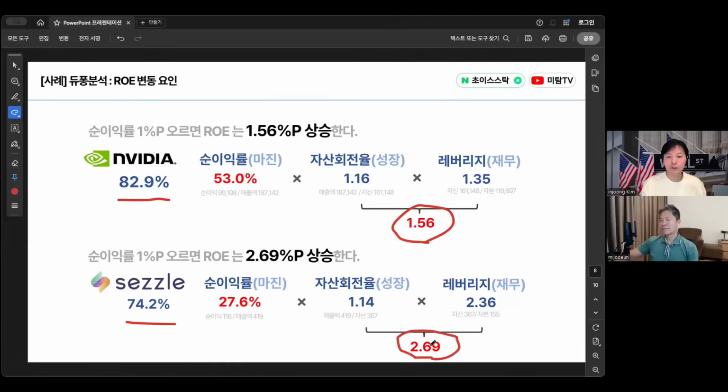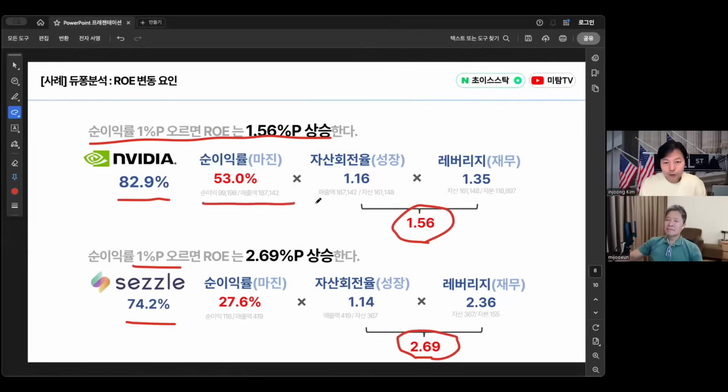The reason I wrote this down for you is because for Nvidia, if the net profit margin increases by 1 percentage point, since 1.56 is multiplied here, the return on equity goes up by 1.56 percentage points, right? Then for Sejil, if it goes up by 1 percentage point, the return on equity increases by 2.69 percentage points. That's right. So if the profit margin improves by 1% and there's an event that could improve Sejil's net profit margin, the ones with higher numbers here see their return on equity improve faster, and what's important for us is not just the return on equity figure itself, but how quickly it improves. Because I mentioned earlier that the stock prices of these companies will rise much more explosively, these kinds of companies will see their stock prices go up much more.